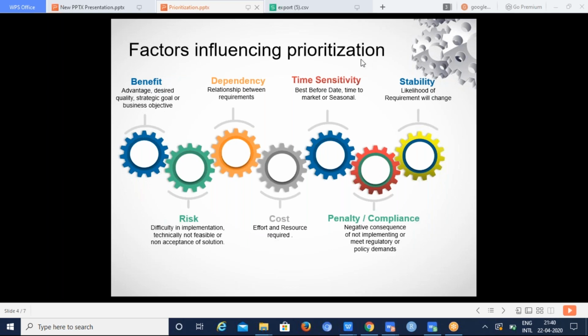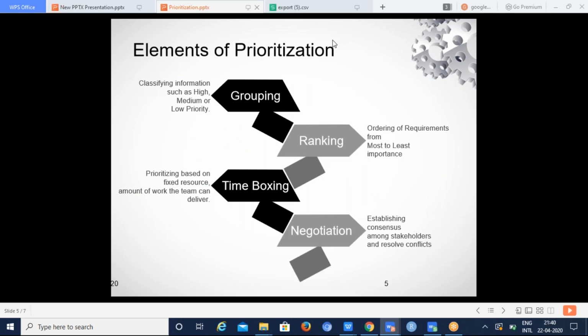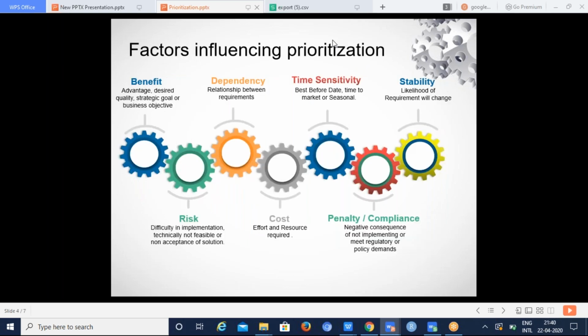And then comes time sensitivity. So time sensitivity is one of the important factors that influence the prioritization. Say, for example, let's consider FASTag implementation in all toll gates. So the government gave a deadline to all the toll gates to implement FASTag. So whenever the government gave a time, all the toll gates implemented FASTag before the time so that they are able to achieve what they want to.